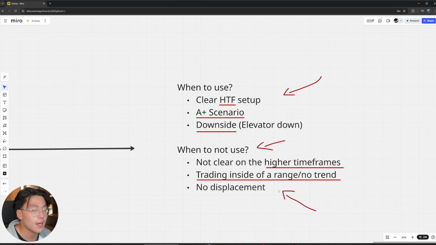So with this being said, now we went over all the entry confirmations, the pros and cons, when we should be aggressive, when we should wait for confirmation. Now let's go over some examples to see what this looks like in real time.